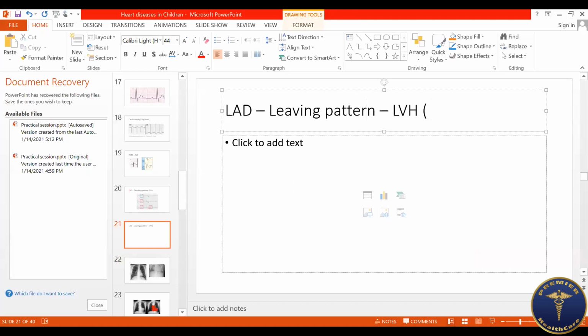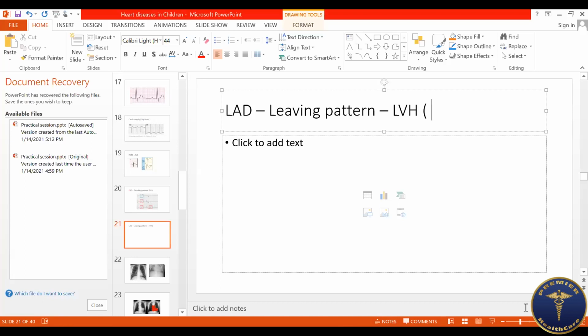Can you remember one condition where you might get left ventricular hypertrophy? The left ventricle is getting bigger. In which condition? The left ventricle would get enlarged when you have heart failure, when the heart is failing. So the left ventricle will have to struggle a lot, so the heart will get bigger.